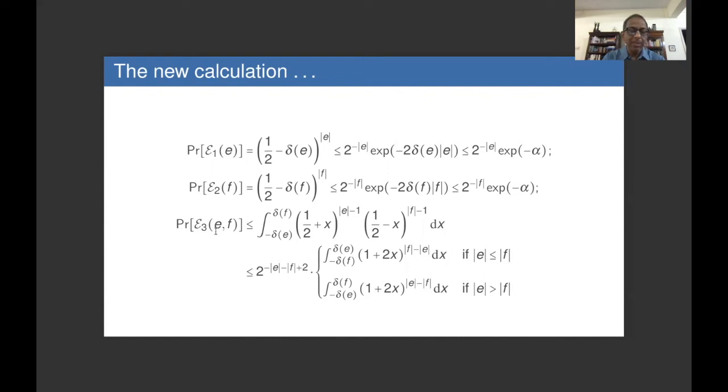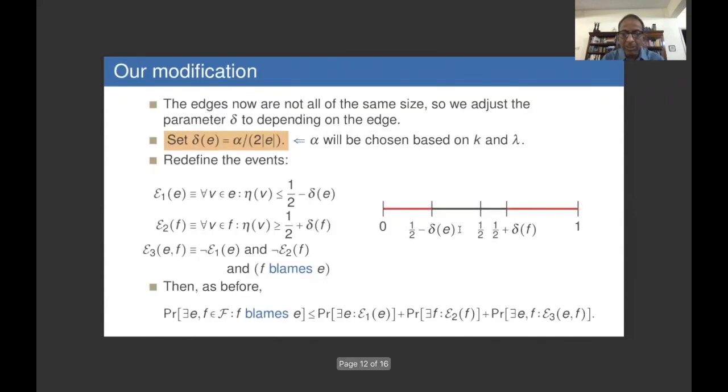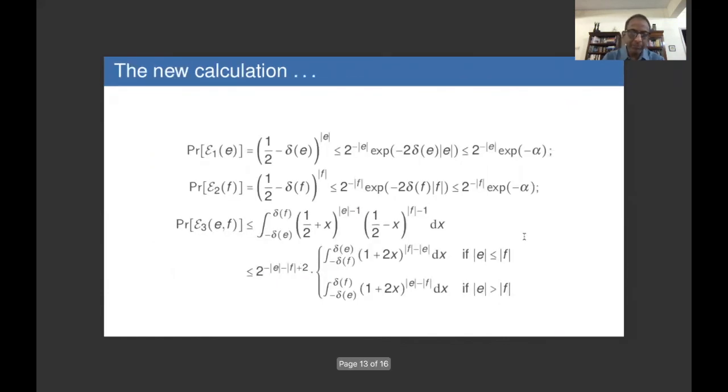And the probability that E ends up blaming F and these two events don't happen corresponds to the common vertex falling in this range, that is from half minus delta E to half plus delta F. And that probability is this time computed using this integral. And that goes from minus delta E to plus delta F, corresponding to the left and the right boundaries of that black interval on the previous slide. This expression is bounded.